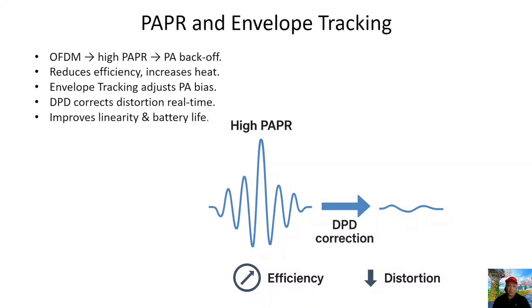Another transmitter challenge is PAPR, peak to average power ratio. 5G OFDM signals have high PAPR due to multiple subcarriers, forcing the power amplifier to operate with back-off, reducing efficiency. Modern devices use envelope tracking or digital predistortion to improve linearity without wasting power. These techniques dynamically adjust PA bias or pre-correct signal distortion in real time, improving battery life and thermal performance.